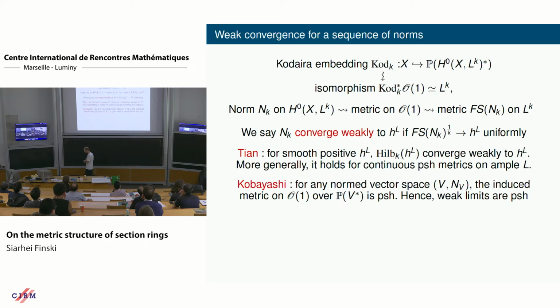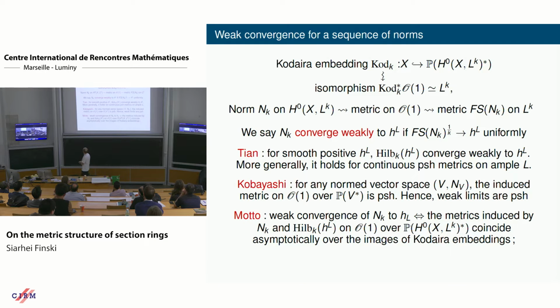And I'd like to recall another result of Kobayashi, which tells you that if you start with any normed vector space, you consider the projectivization of the dual of this space, and take the induced metric on the canonical line bundle, the resulting metric will always be continuous and PSH. And in particular, as in the notion of weak convergence I'm considering uniform limits, and uniform limits of continuous PSH metrics are always continuous and PSH. By this result of Kobayashi, all my weak limits will automatically be continuous and PSH.